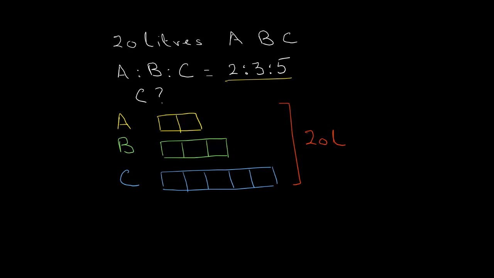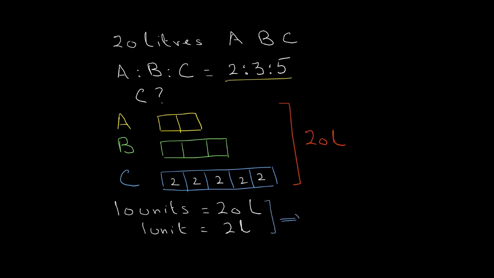Now please note that the total number of units that I have are 5 blue units, 3 green units, and 2 yellow units. So that means I have a total of 10 units. So 10 units make up 20 liters. That would imply that 1 unit must be equal to 2 liters, right? Now C has 5 units, and each one of them is 2 liters. So this implies that C is a total of 5 2's, which is 10 liters.